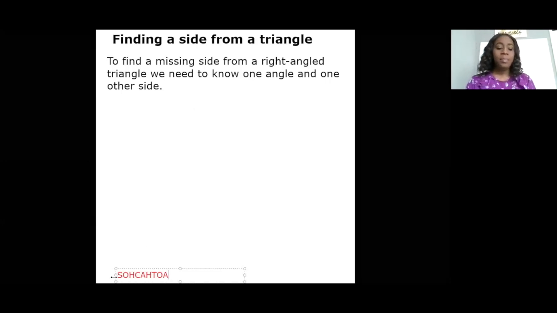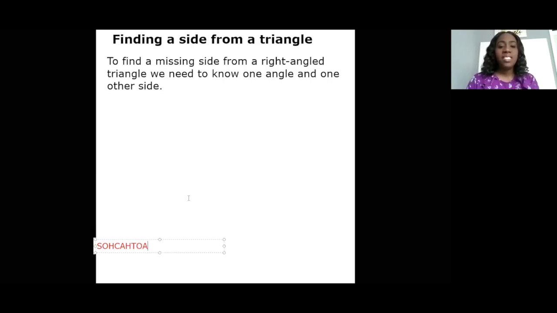All right, so that means sine of theta is equal to opposite over hypotenuse. Cosine of theta is equal to adjacent over hypotenuse, and tangent of theta is equal to opposite over adjacent. All right, so to find a missing side from a right angle triangle, we need to know one angle and one other side if we're using trigonometric ratios, okay?